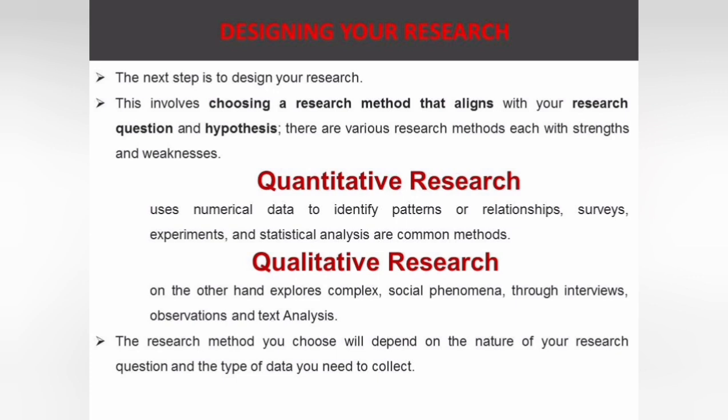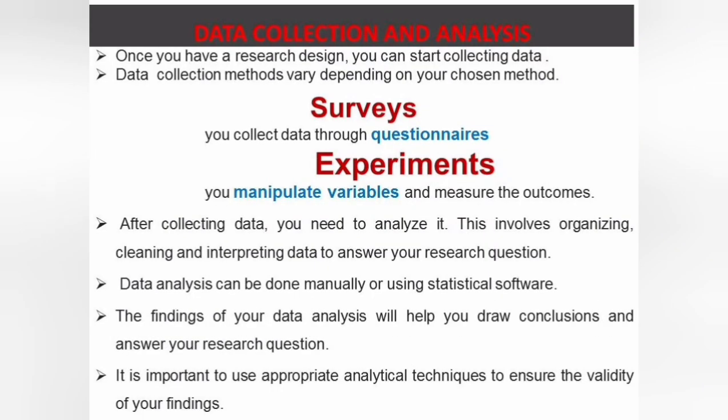Qualitative research, on the other hand, explores complex social phenomena through interviews, observations, and text analysis. The research method you choose will depend on the nature of your research question and the type of data you need to collect. Once you have a research design, you can start collecting data. Data collection methods vary depending on your chosen method. In surveys, you collect data through questionnaires. In experiments, you manipulate variables and measure the outcomes.